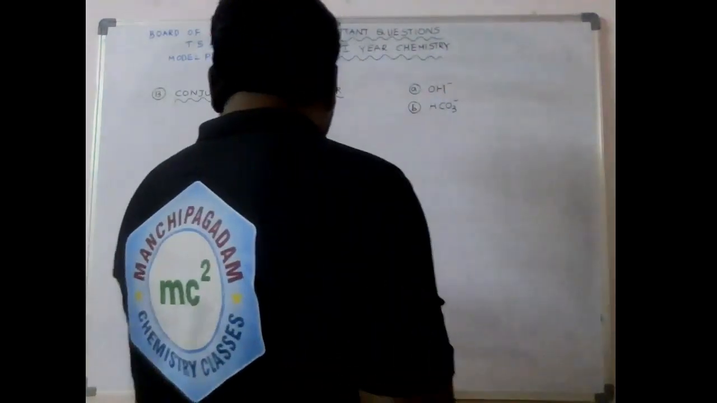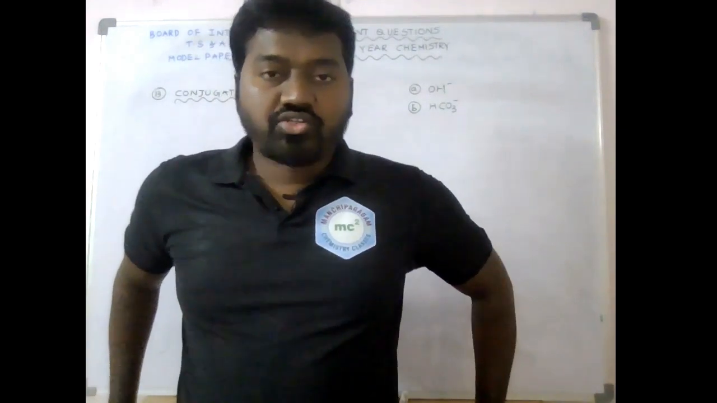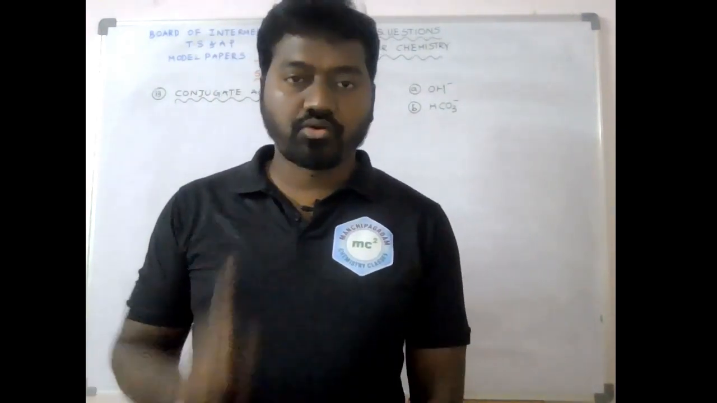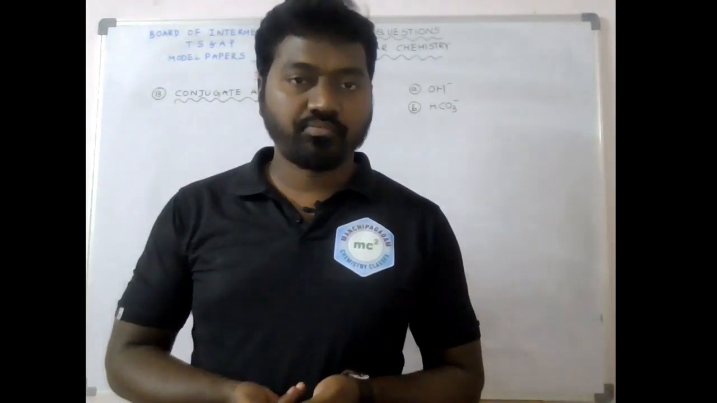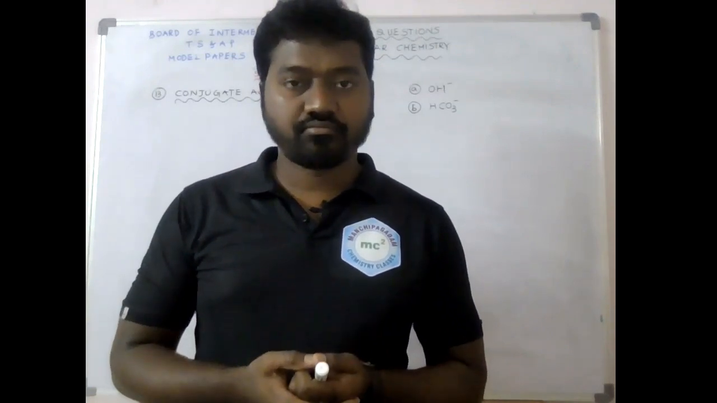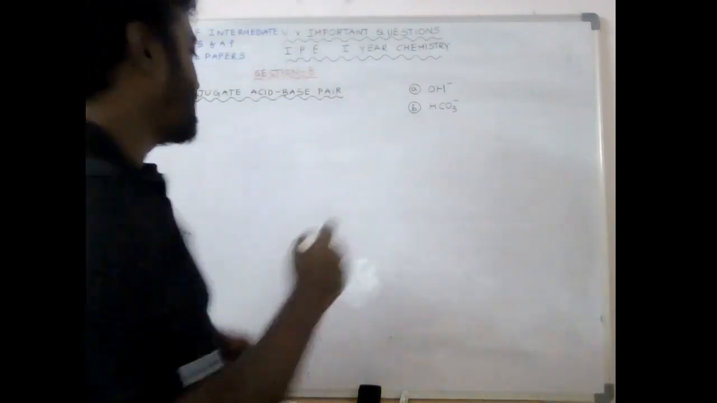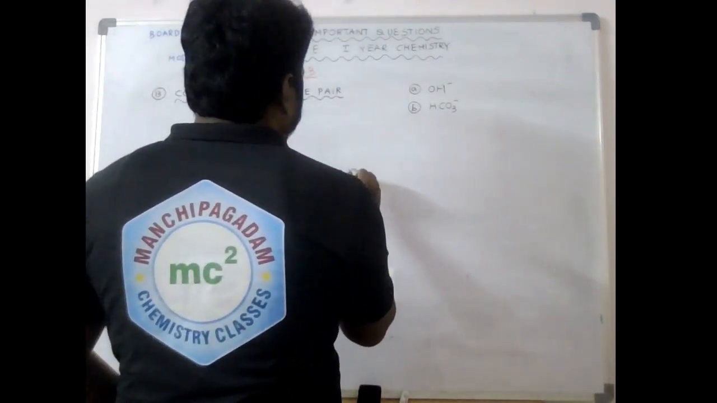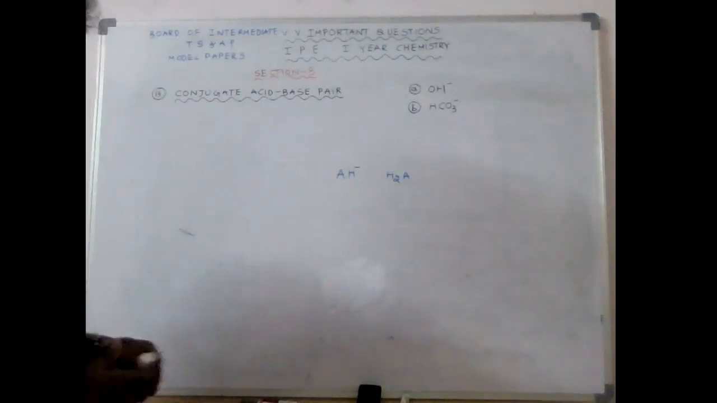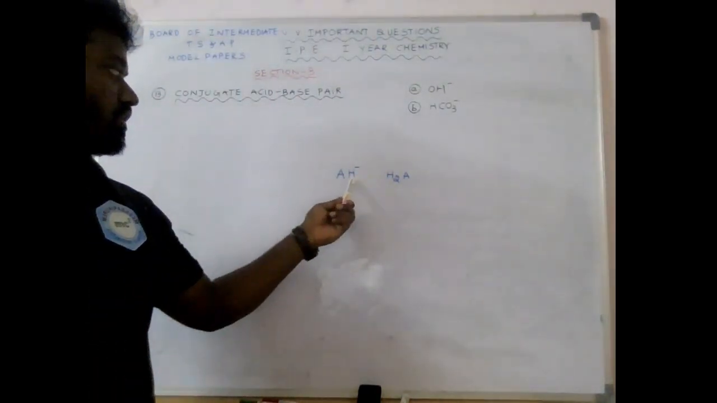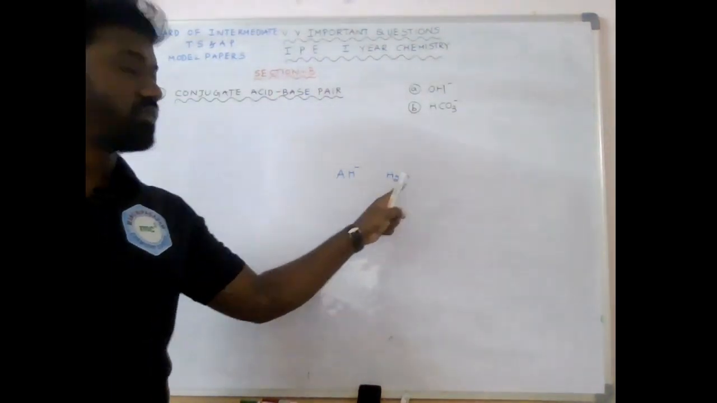First, conjugate acid base pair means what? The acid base pair which differ by only one proton, or single proton, or H plus ion, is known as a conjugate acid base pair. Means two species are there, right? Both should differ by only one proton. For example, here I am writing AH minus and H2A. If you observe, the difference is what? 1 A, 1 A. 1 hydrogen, 2 hydrogen. What is the difference? 1 proton, 1 H plus. So these two are called conjugate.